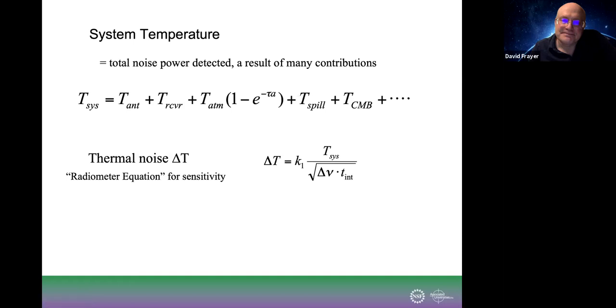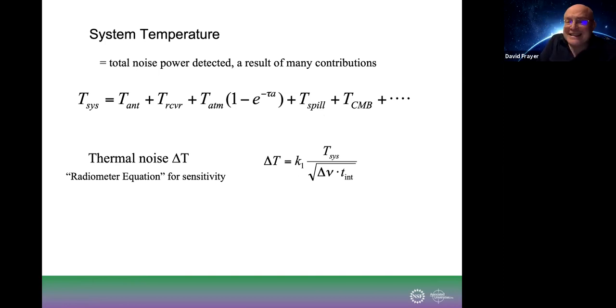Terminology like antenna temperature, system temperature. The system temperature, just think of all the power that the antenna sees. That from the source, that from the receiver, that from the atmosphere. Also, you see a little bit from the ground, the cosmic microwave background, all the power that comes in. We call that the system temperature that you measure.